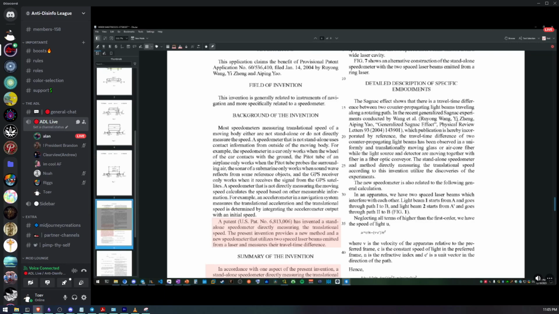Sagnac effect, and they have their published paper here, which publication is hereby incorporated by reference. The travel time difference for the two counterpropagating light beams has been observed in a uniformly and translationally moving glass and air fiber for a light source and the detector are moving together with the fiber in a fiber optic conveyor. Is that a sentence? Yes.